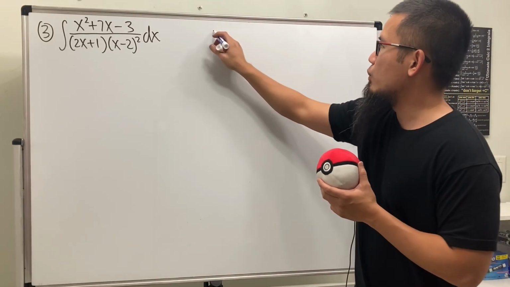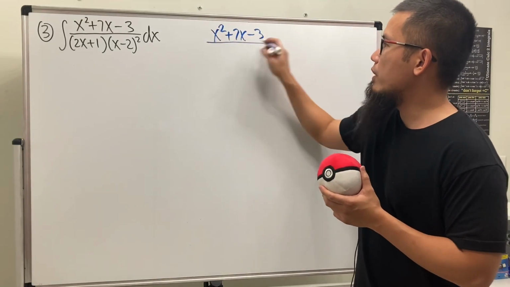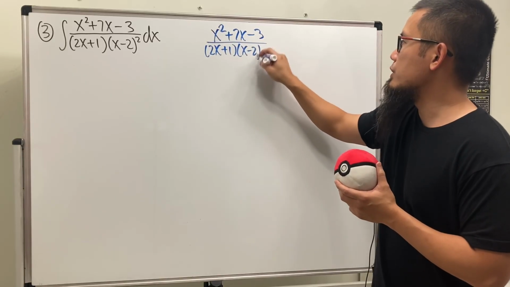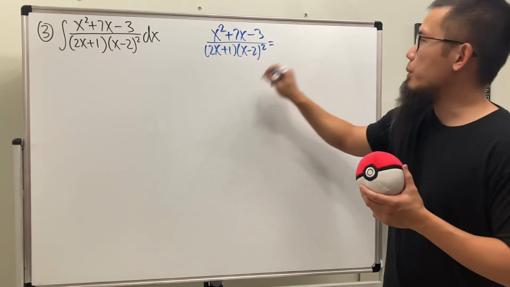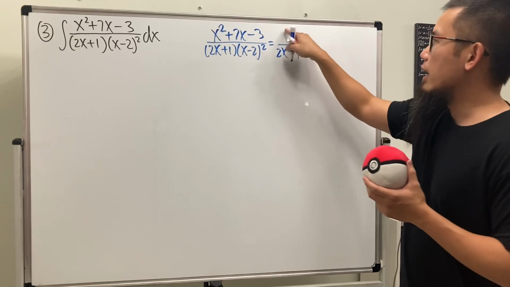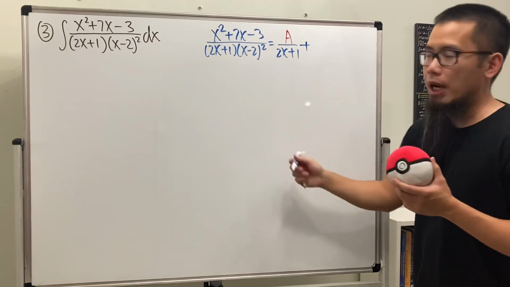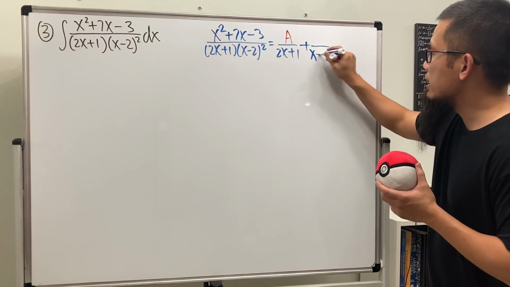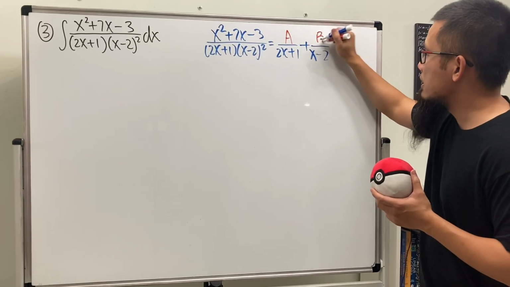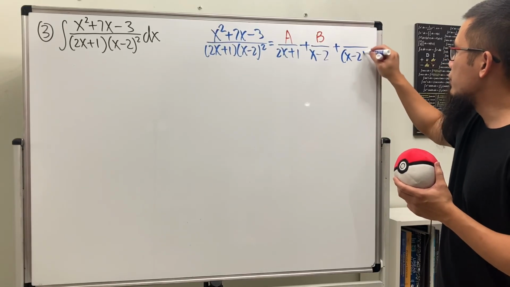So let me just write that down again. x squared plus 7x minus 3 over 2x plus 1 times x minus 2 squared. Well, this right here will be going first, right? 2x plus 1. Because this is linear, on the top it's just going to be a constant. And then we add. Here we will have to build up the power. So we start with x minus 2 here to the first power. On the top, it will be a constant. And then right here, we will have the x minus 2 squared.